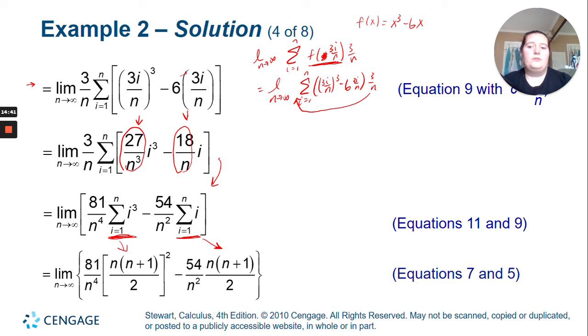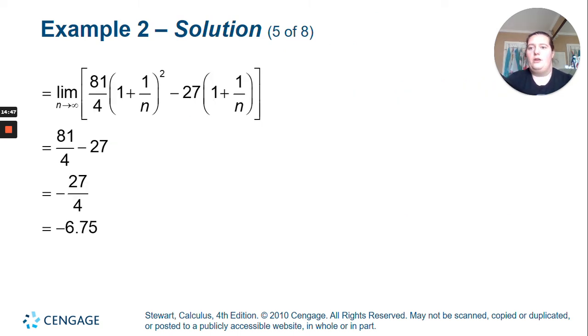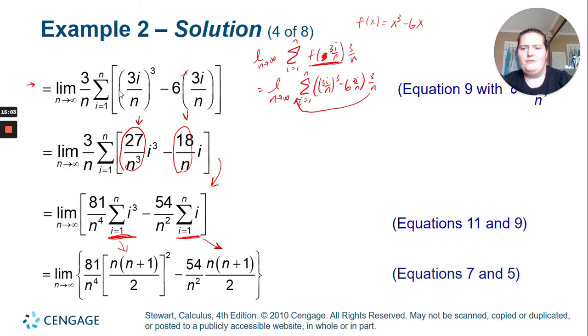Once we get rid of those summations, now comes the time where I actually evaluate the limit. So here we are. I have 81 over 4 times 1 plus 1 over n, squared, minus 27 times 1 over 1 plus n. And I'm evaluating this as n approaches infinity. And maybe it's confusing where that last part came from. I'll come back and do this a second way in just a second.